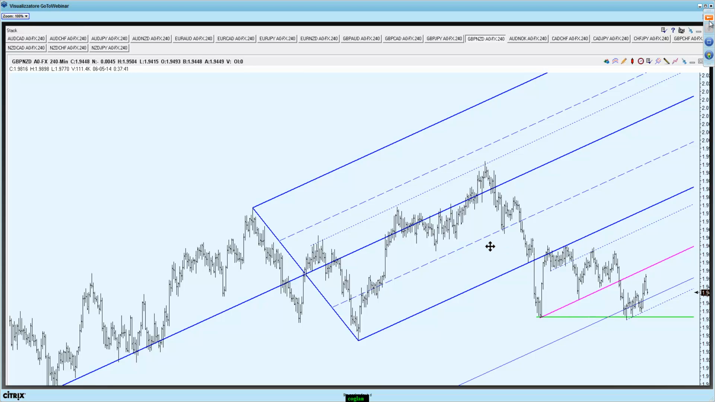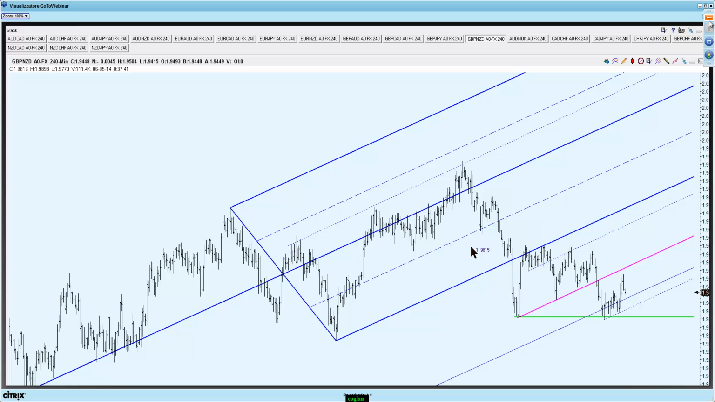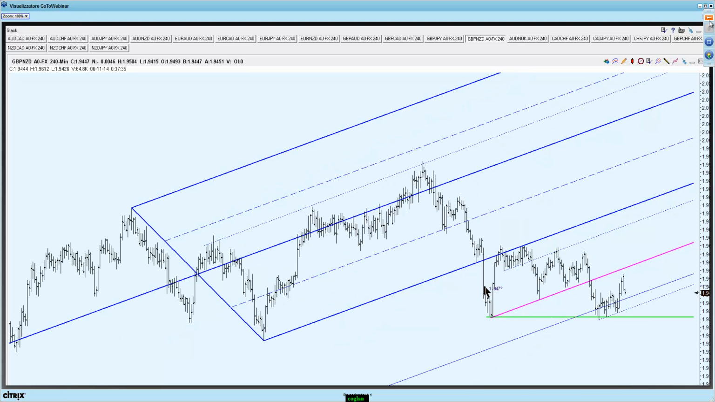What happened when we reached the lower parallel? You have a look here, we got a bounce. We then fell very, very strongly underneath it. Look at the strength of that bar to the downside. Pushed up again, and where there was support back here, we started to find resistance. So I know the line is working. I know the angle of the fork is working. What I'm looking now for is support and resistance.